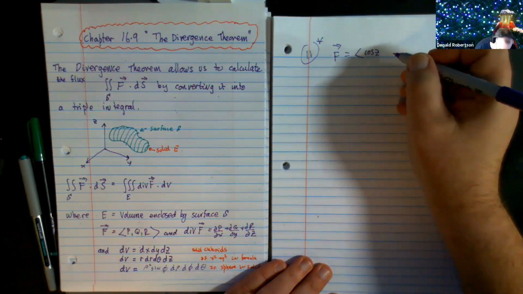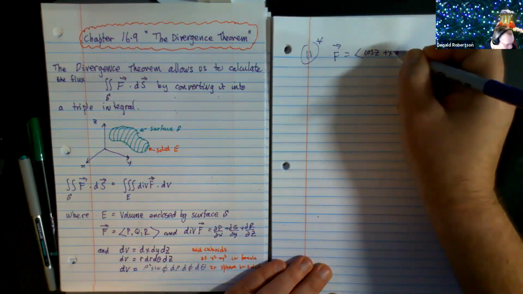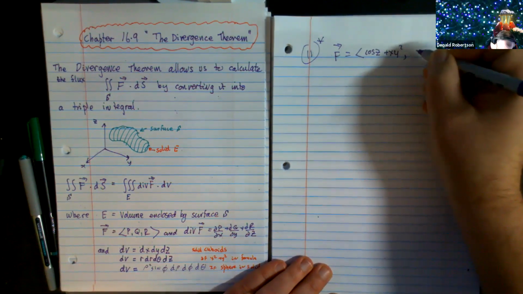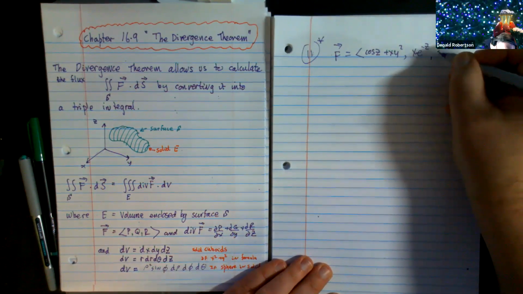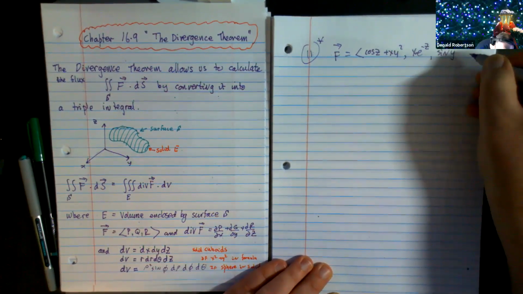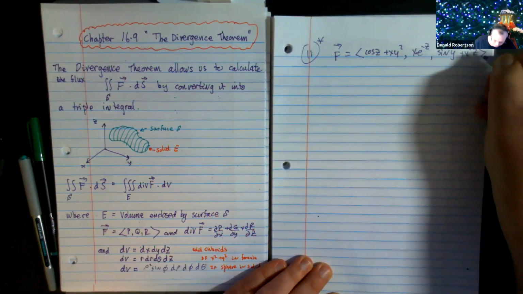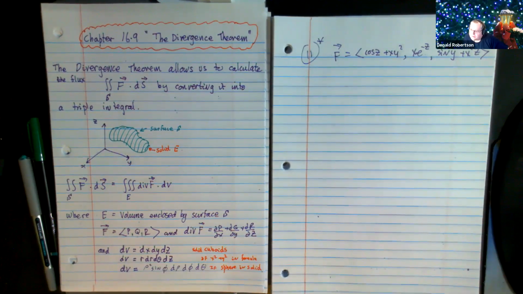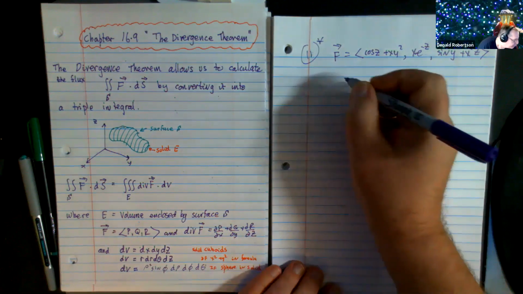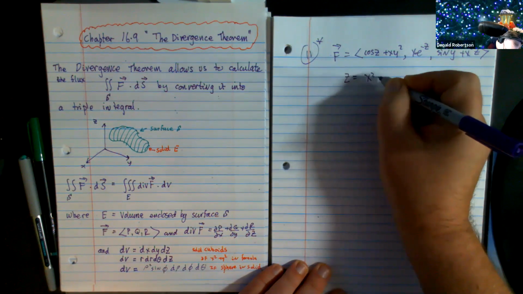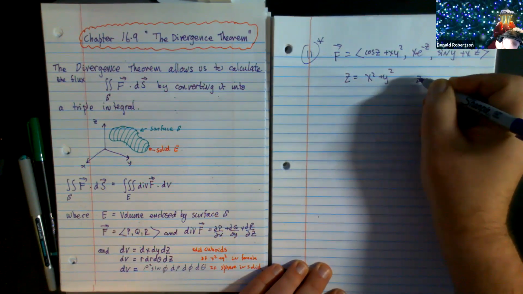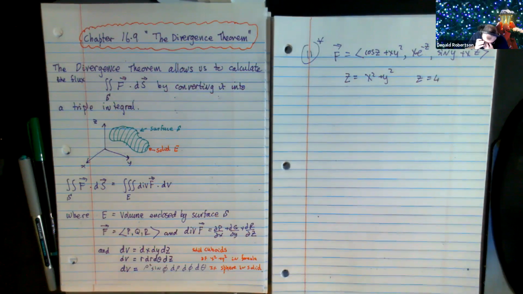Cosine of z plus xy squared, x e to the negative z. Oh, I can see what's happening, okay. And then it's a sine y plus an x squared z. So far, so good? The surface, which is going to be our solid, is bounded by this guy. That's going to be my solid E.